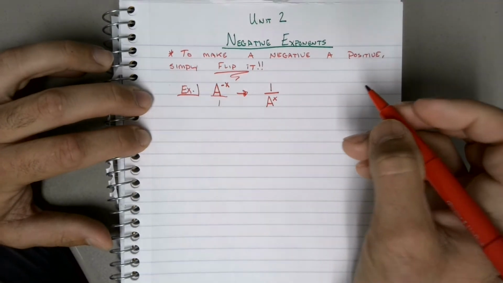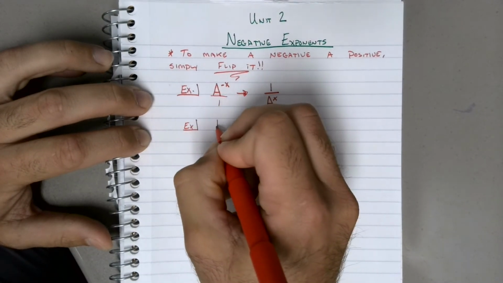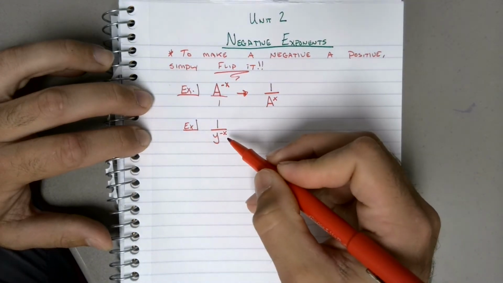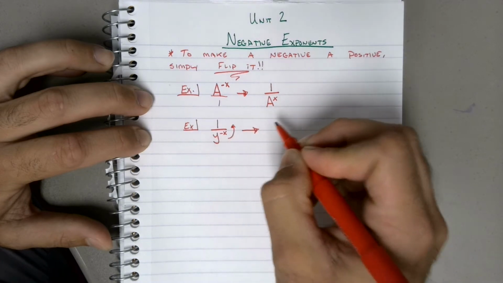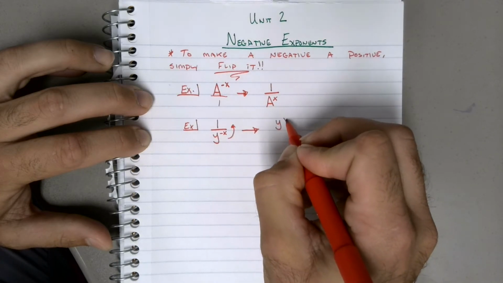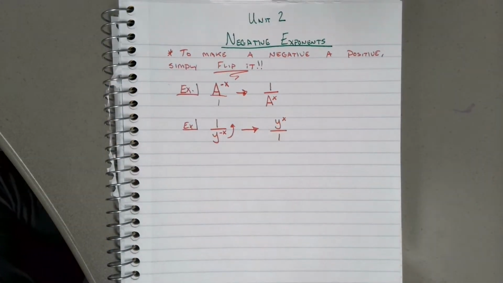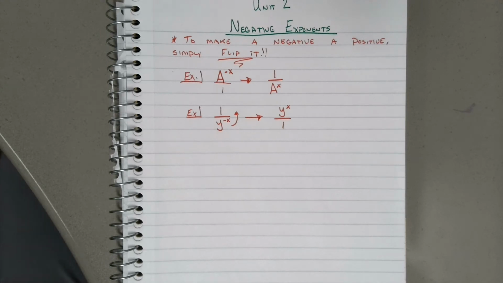So what if we had, let's say, 1 over y to the negative x power? How would I make that positive? You flip it. So then we just put y to the x over 1. Once you flip that, it makes it positive, okay? So let's look at a couple of examples here to try to help us understand.